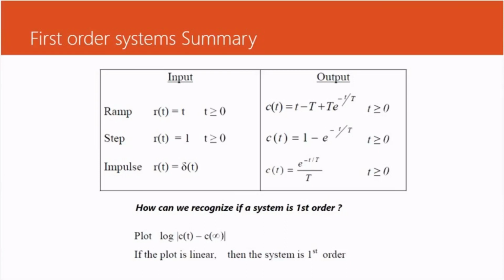So how can we recognize if a system is in first order? So a system is in first order when you plot the log or the logarithm of the absolute value of the function C of T minus the infinite value of C. And if the plot is linear, then the system is in first order.